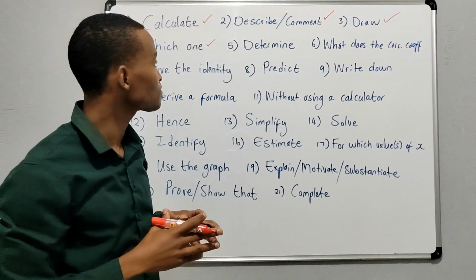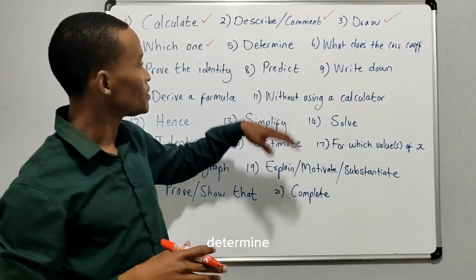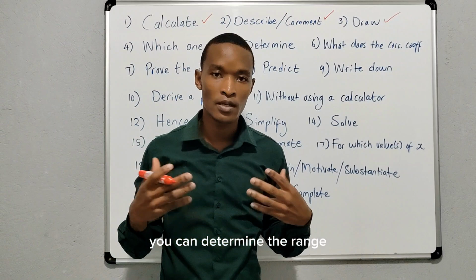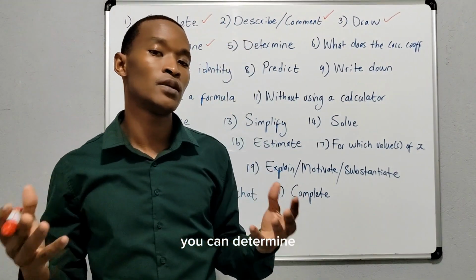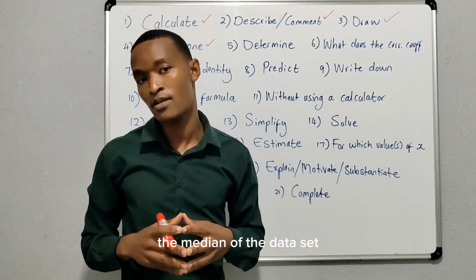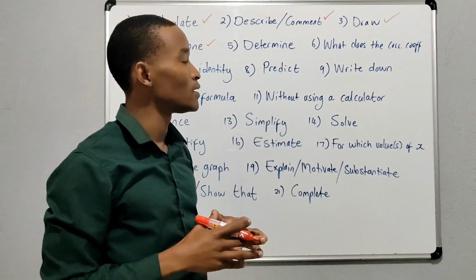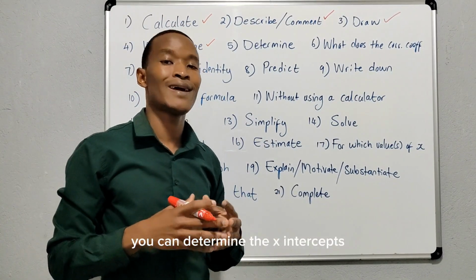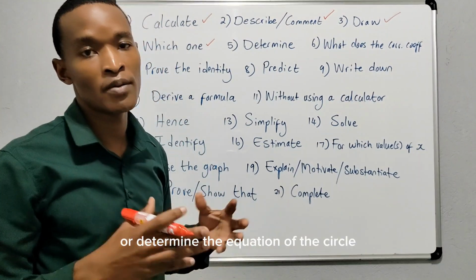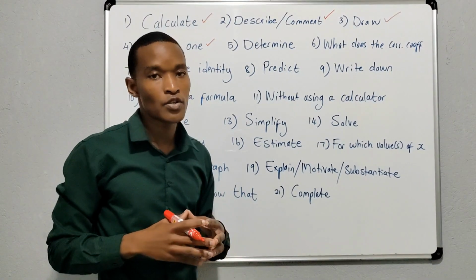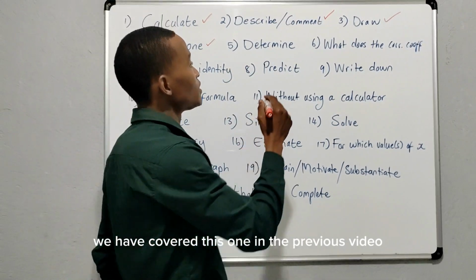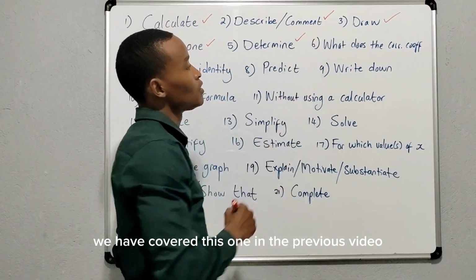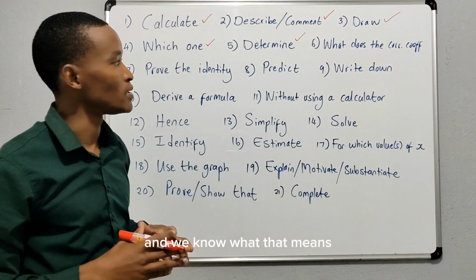All right, great stuff. Determine, so you can determine the range, you can determine the median of a data set, you can determine the coordinates of the midpoint, you can determine the x-intercepts, for example, or determine the equation of a circle. So we have covered this one in the previous video, and we know what that means.